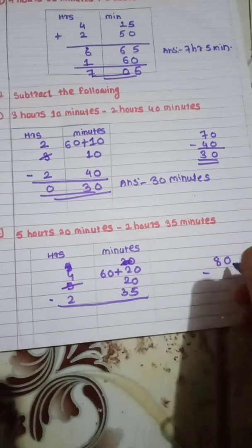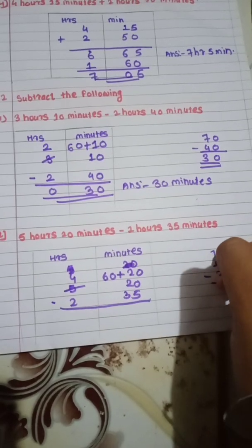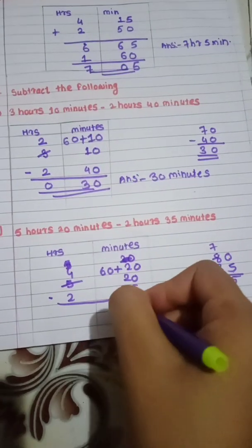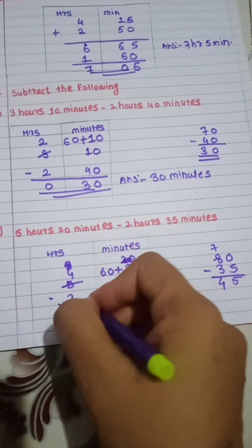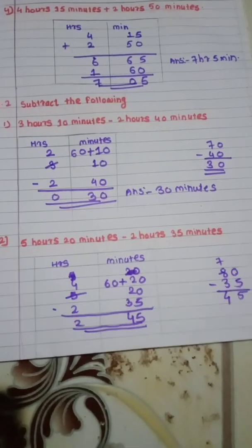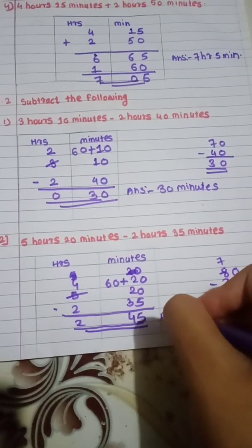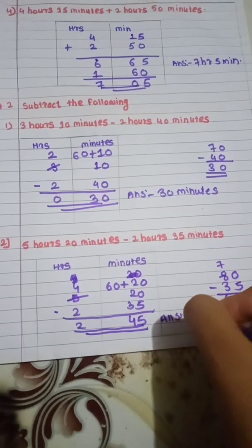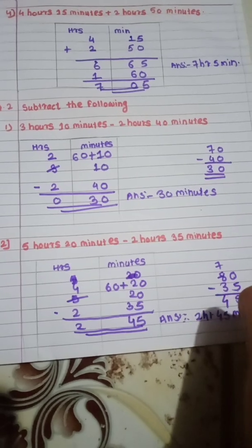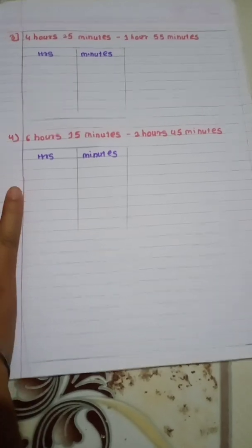Okay, and 60 plus 20 is 80. So 80 minus 35. So 10 minus 5 is 5 and here 7. 7 minus 3 is how much? 4. So here 45, and 4 minus 2 is 2. So what is my answer? Yes, 2 hour 45 minutes. So I will write the answer here. 2 hour 45 minutes.